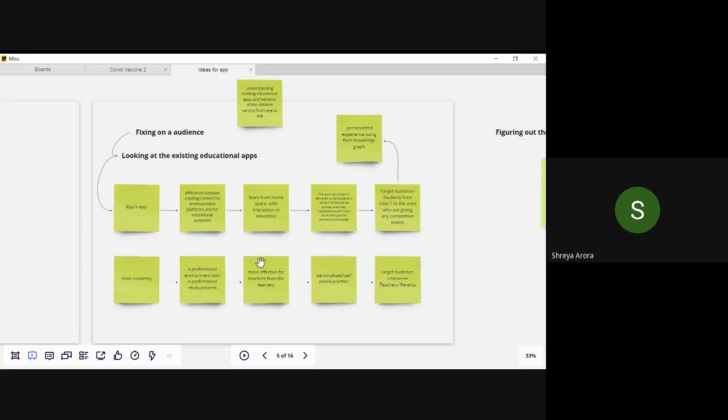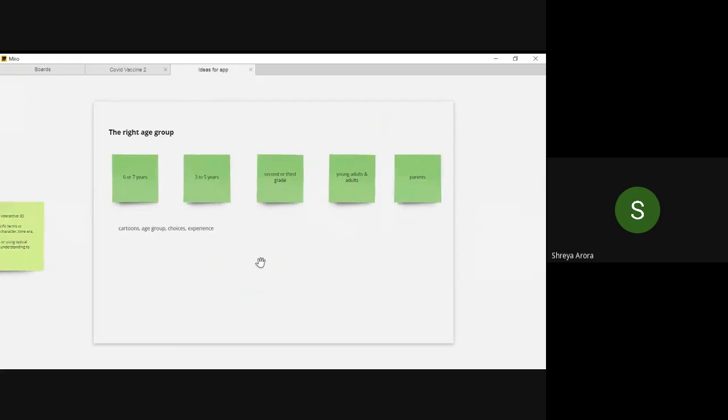So from here, I started looking at age groups and to look into my target audience and fix on one target audience. So for this, I made different age groups watch a few cartoons and looked at how they react. I made them watch a few cartoons from my childhood and then a few from now, like Peppa Pig, and from my childhood, like Bob the Builder or Oswald, and saw their reaction and interaction.